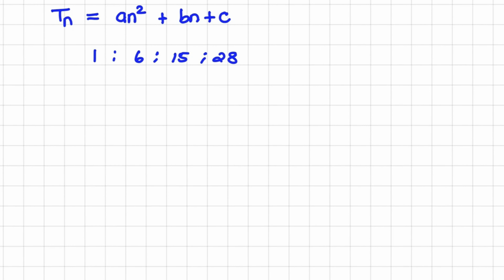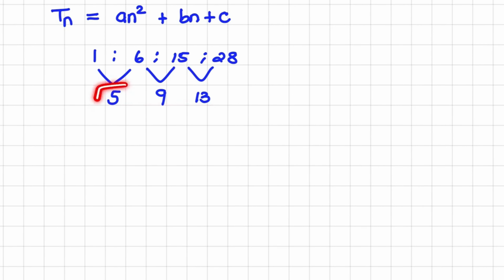In this example, we have a pattern of 1, 6, 15, and 28. Now, if I look at the difference between the first two terms, from 1 up until 6, that difference is 5. So I need to add 5 to 1 in order to get to 6. And then from 6 to 15, that difference is 9. And then from 15 to 28, that difference is 13.